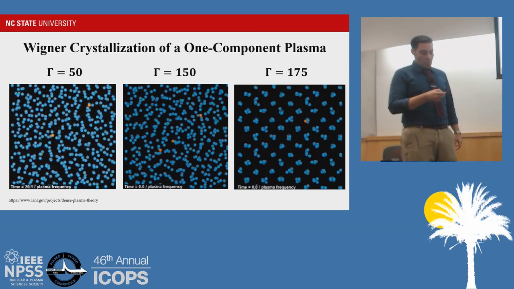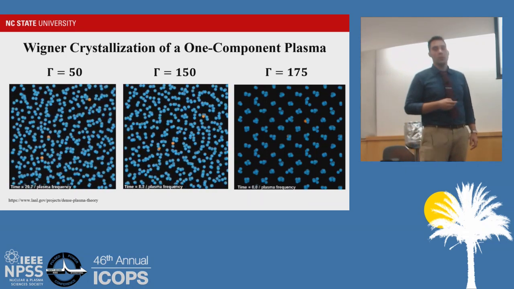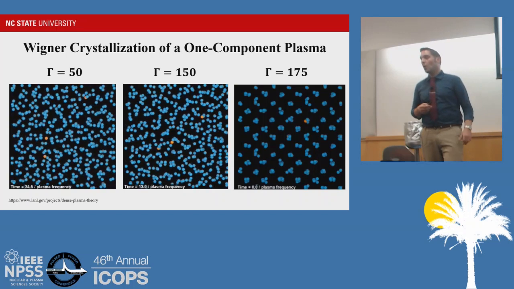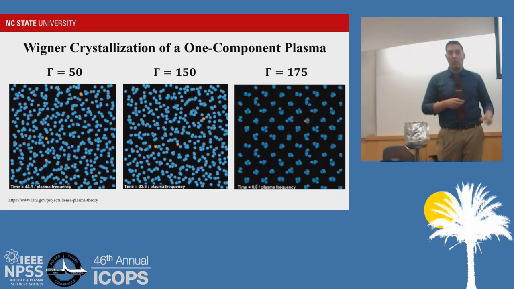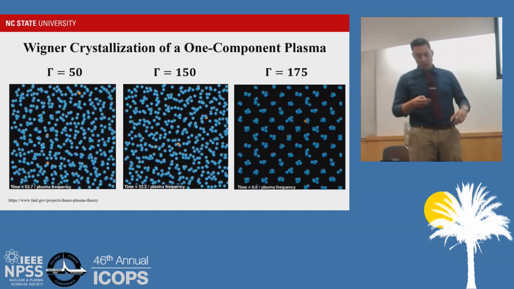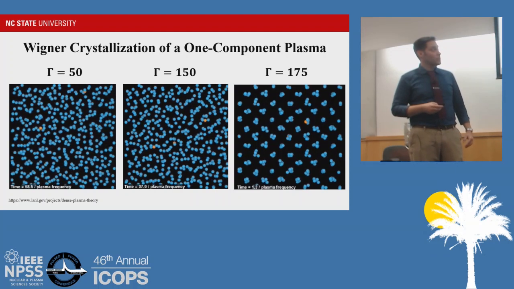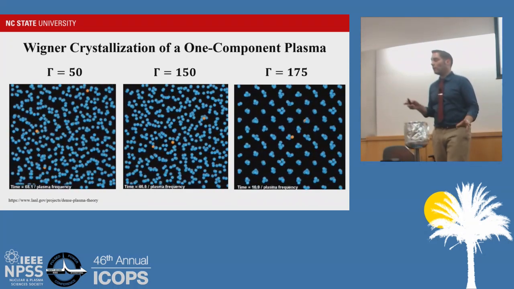When you go up to gamma 150, you start seeing that the particles themselves really don't translate very far from their positions. Only occasionally will they actually move out of a localized region. That's called a caging effect. And then when you go just a little bit higher to gamma 175, you'll see that this is the solid plasma, the crystal.